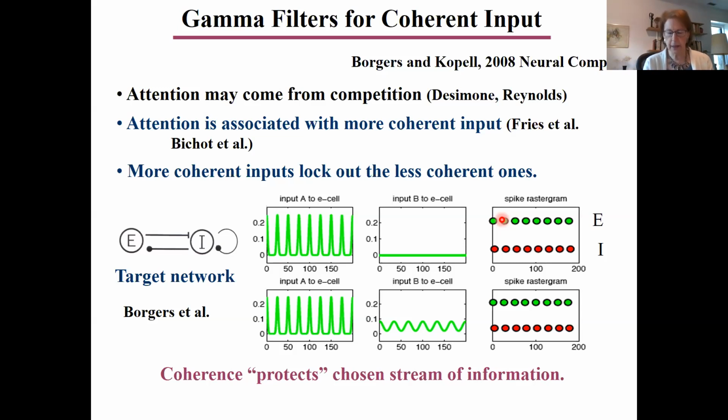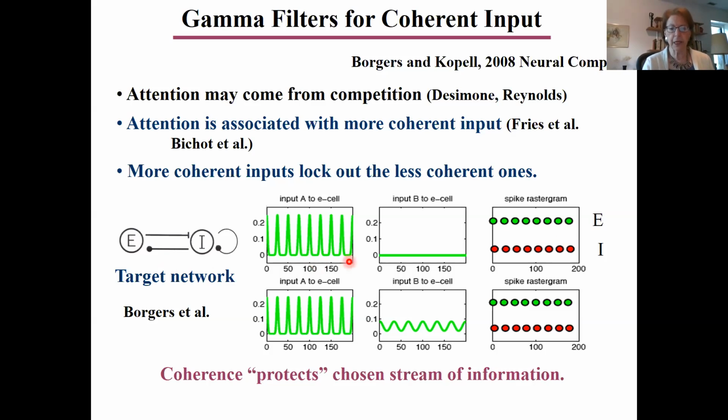Well, one thing to add to what I just said is that attention seems to be associated with a more coherent input, by which I mean that the inputs can go on for a while, but the inputs from a whole lot of cells will come within a millisecond or two of one another. So this simulation below is going to be telling you about how more coherent inputs can lock out less coherent inputs, and thereby give you a winner for a competition. The target is the simplest possible that will produce a gamma rhythm, one E and one I, and there are two inputs in it.